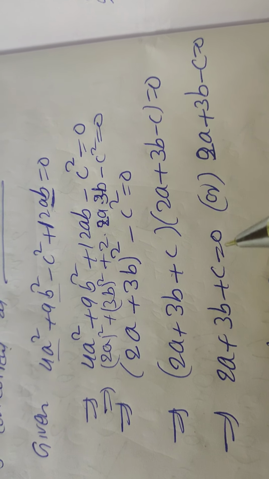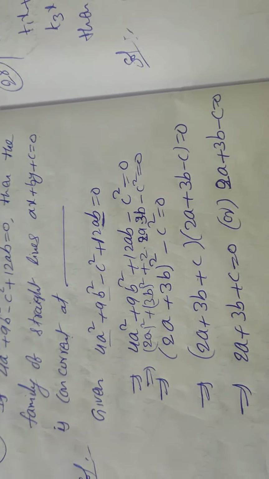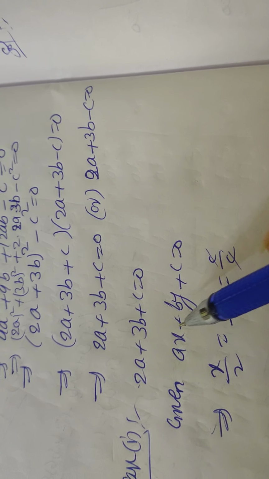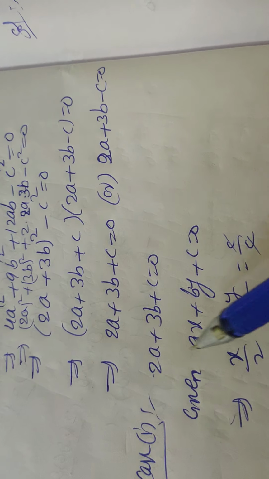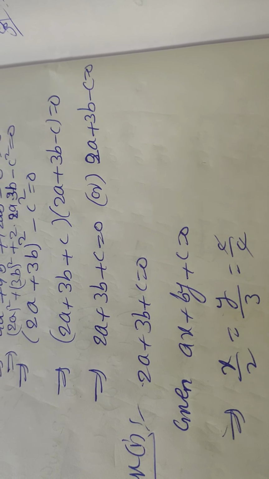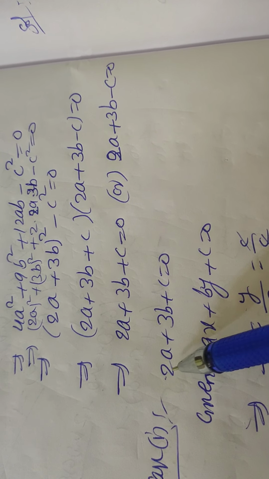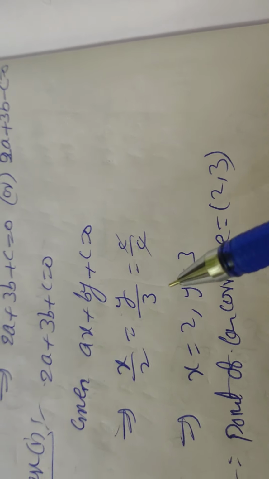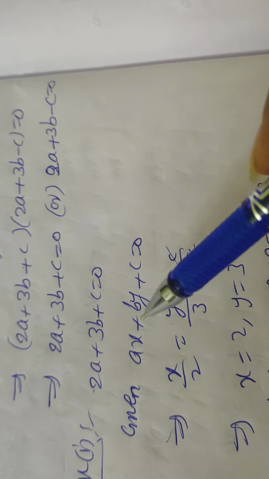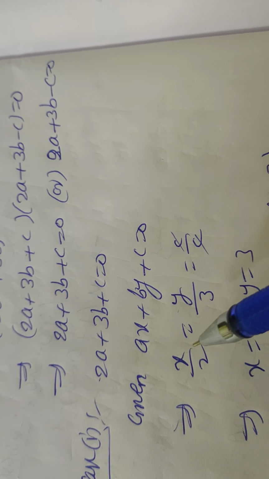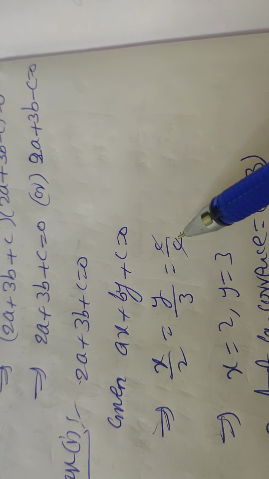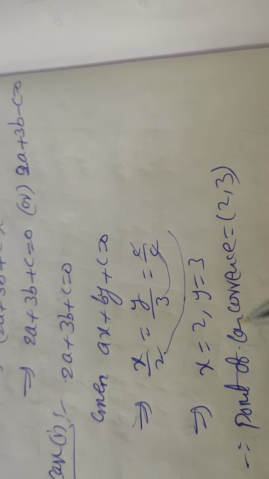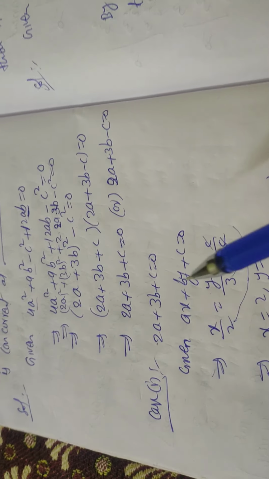So first case is 2a plus 3b plus c is equal to 0 and the given equation is ax plus by plus c is equal to 0. So these two go with identical form. Here a, b, c are the variables, so x by 2 is equal to y by 3 is equal to c by c. Now x by 2 is equal to 1 and y by 3 is equal to 1, so you get x is equal to 2 and y is equal to 3. So the point of concurrence is nothing but 2 comma 3. So in the first case we got 2 comma 3.